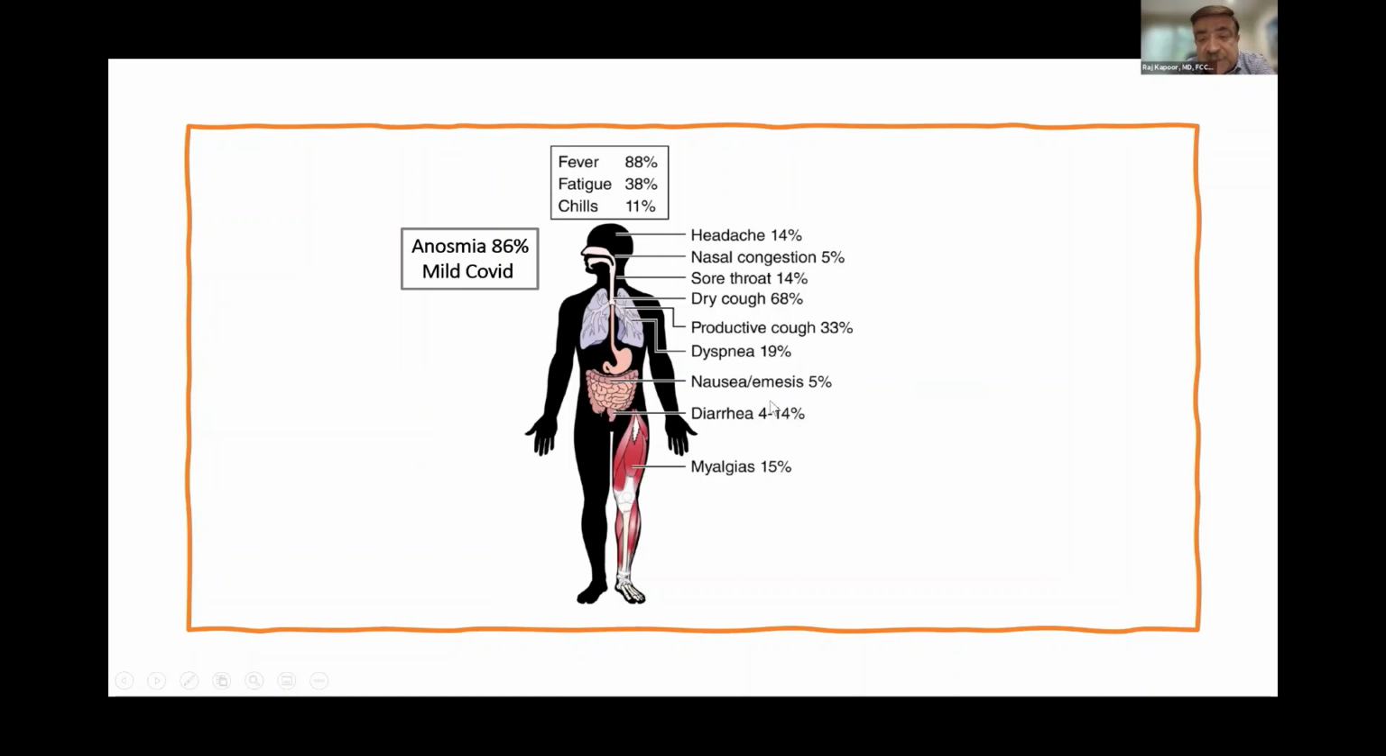Almost 15% to 20% can get diarrhea and not get any respiratory symptoms.